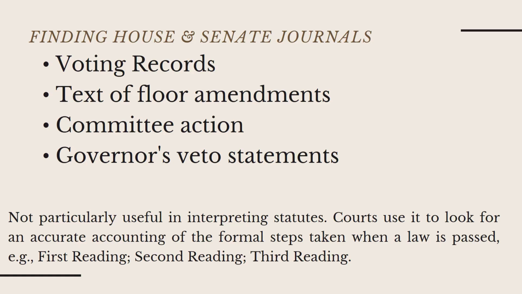If you wanted to look at the House and Senate journals, these contain things like voting records, the text of floor amendments, committee action, and governor's veto statements. So this is the daily activities of the legislature, and it's not necessarily useful for interpreting statutes. The courts use it to look for an accurate accounting of what was actually done when a law was passed. So what was the date of the first reading, the second reading, the third reading, etc.